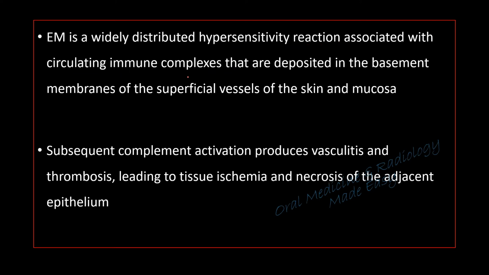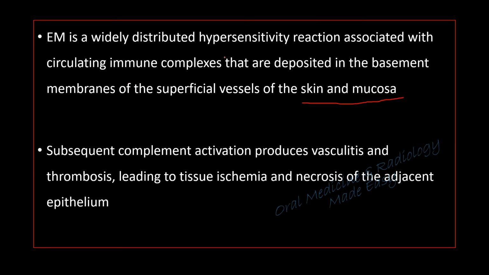We are all aware that skin and mucosa consist of rich blood supply. So these superficial blood vessels supply skin and mucosa. So what happens in erythema multiforme is basically these immune complexes get deposited in the basement membrane of the blood vessels supplying the skin and the mucosa.